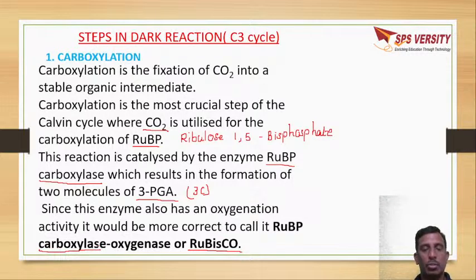When the concentration of oxygen is high, oxygenase will be activated. When oxygenase is activated, it leads to photorespiration. When carboxylase is activated, it leads to the C3 cycle. So finally, in carboxylation we get two molecules of 3-PGA, 3-phosphoglycerate.